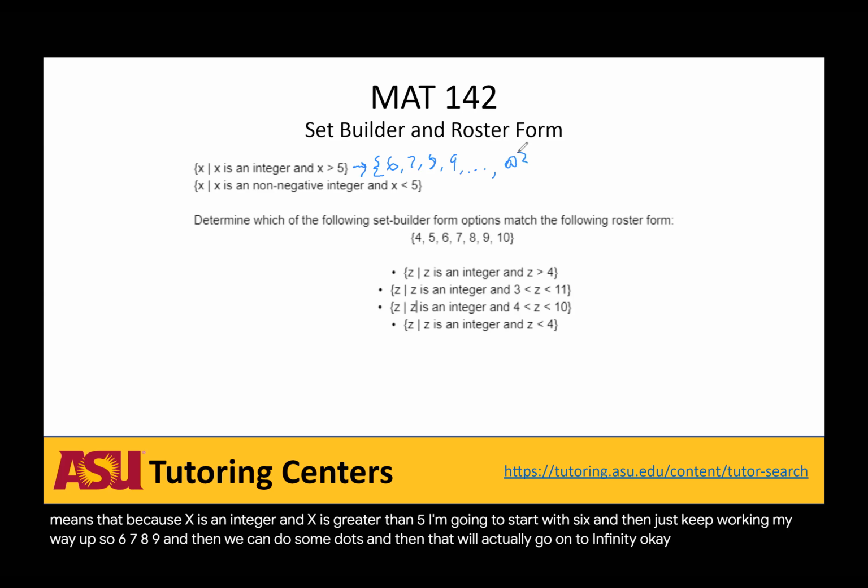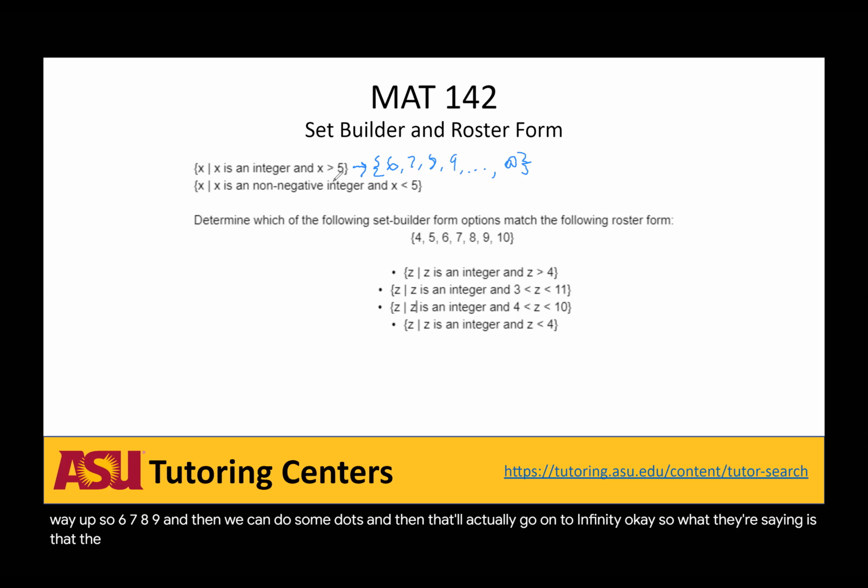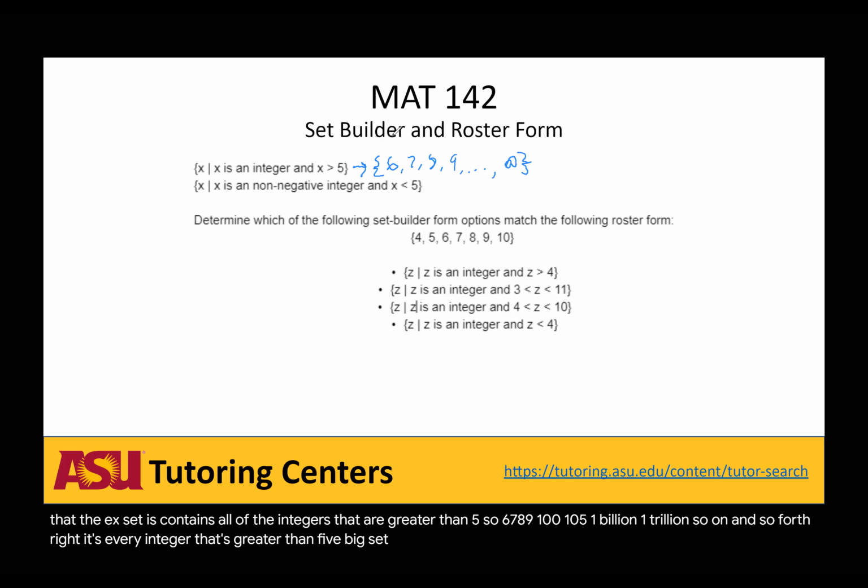Okay. So what they're saying is that the X set contains all of the integers that are greater than 5. So 6, 7, 8, 9, 100, 105, 1 billion, 1 trillion, so on and so forth, right? It's every integer that's greater than 5. Big set, right? So let's go ahead and look at the second one now.